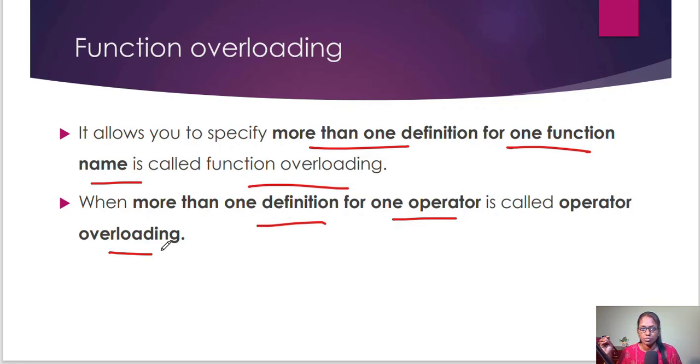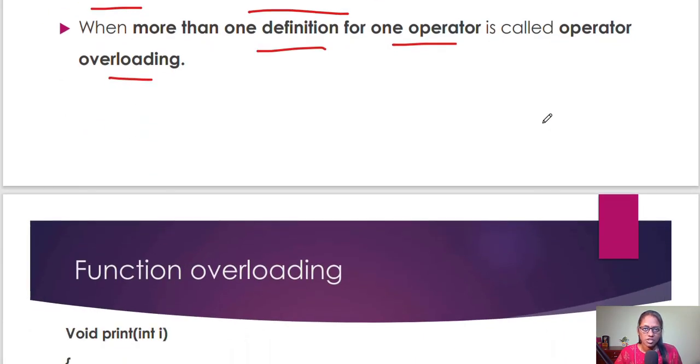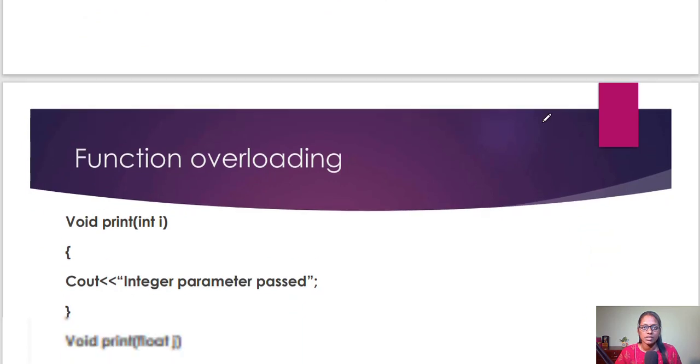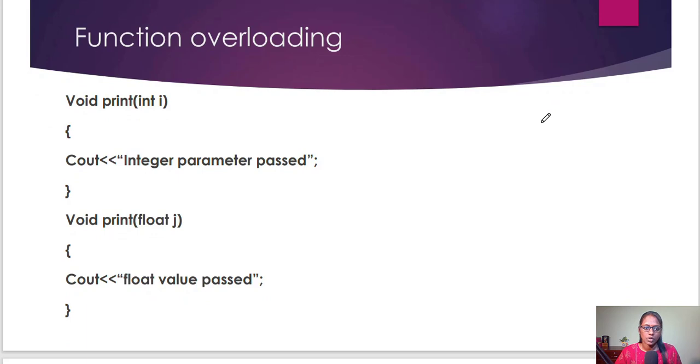So in this polymorphism, that is more than one form, right? So polymorphism falls under function overloading and operator overloading. Two things. One, function overloading means it allows you to specify more than one definition for one function name. When you are defining more than one definition for one operator, it is called operator overloading. So now we are going to see function overloading.